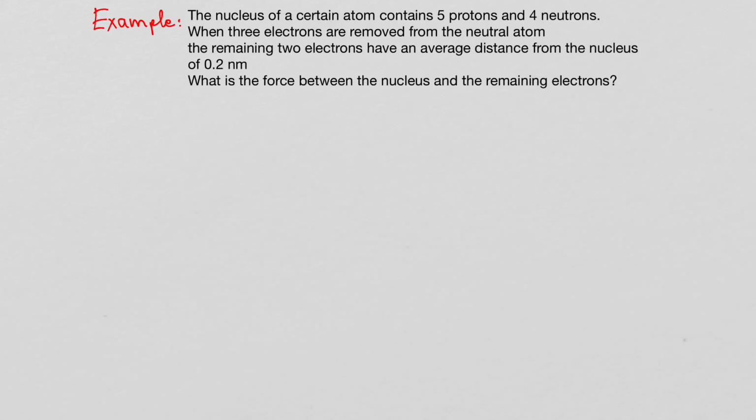Let's do one more example. The nucleus of a certain atom contains 5 protons and 4 neutrons. When 3 electrons are removed from the neutral atom, the remaining 2 electrons have an average distance from the nucleus of 0.2 nanometers. What is the force between the nucleus and the remaining electrons?